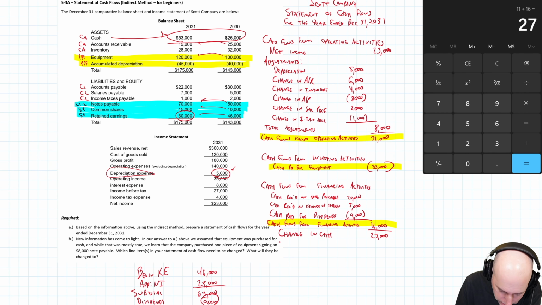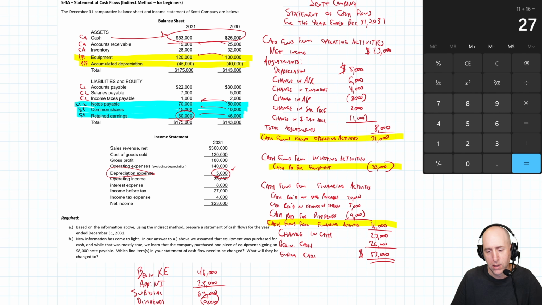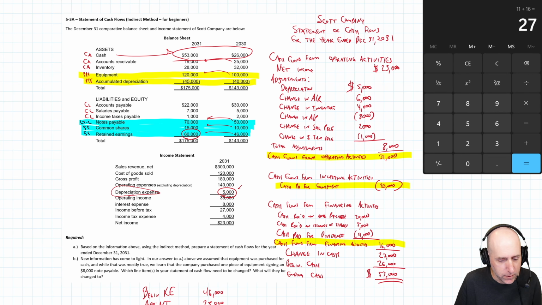Last step, I just have to say, okay, well, the beginning cash was $26,000. The ending cash was $53,000. Double underline. I need a dollar sign at the top of each column. I need a dollar sign beside the bottom line. There we have our statement of cash flows for Scott Company.